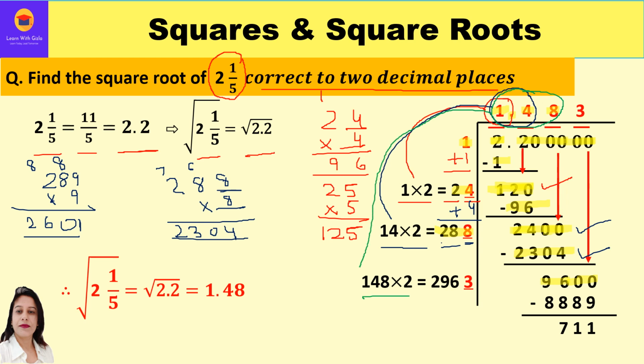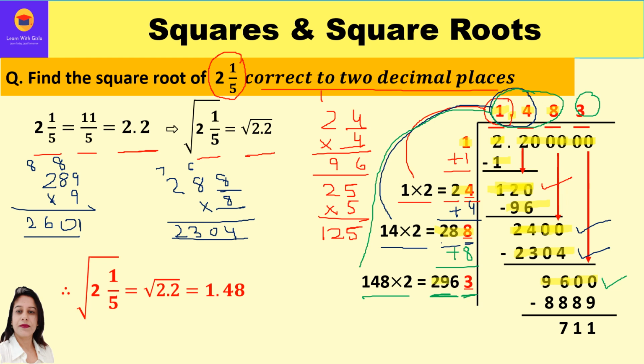148 into 2 is 296. Keep a blank over here. Or I could have just added 8 over here to get 296. That way also I could have got 296. Keep a blank over here. Now think of a number that should come over here, so that same number I will multiply with and keep in the quotient, and the product should be less than or equal to 9600.